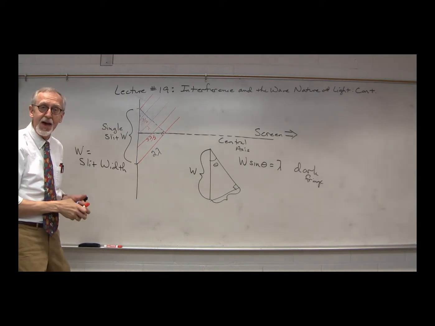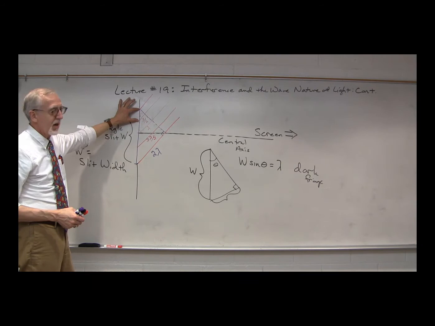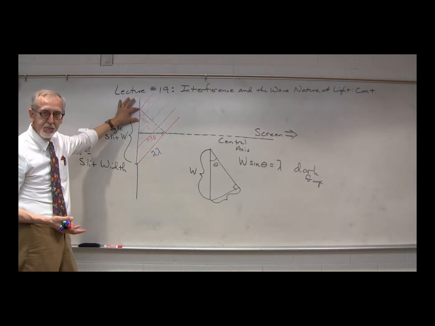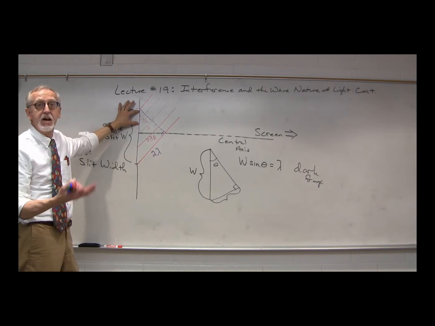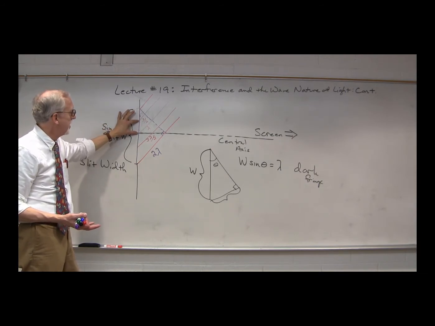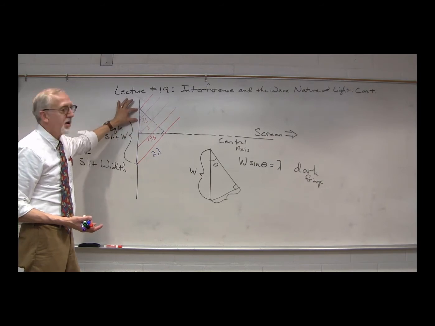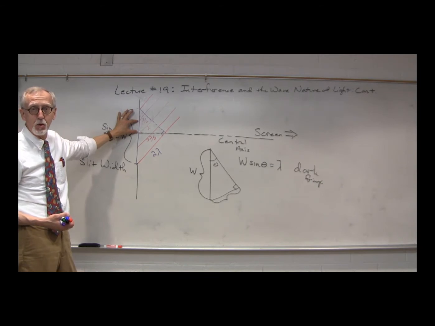Now, what's the path difference between the top ray and a ray 1/4 of the way down? Lambda over 2. What will happen when they combine? Destructive interference. What about this ray and this ray? Again, path difference lambda over 2, destructive. This one and this one, this one and this one. The entire top quarter we can think of as being canceled out by the second quarter.